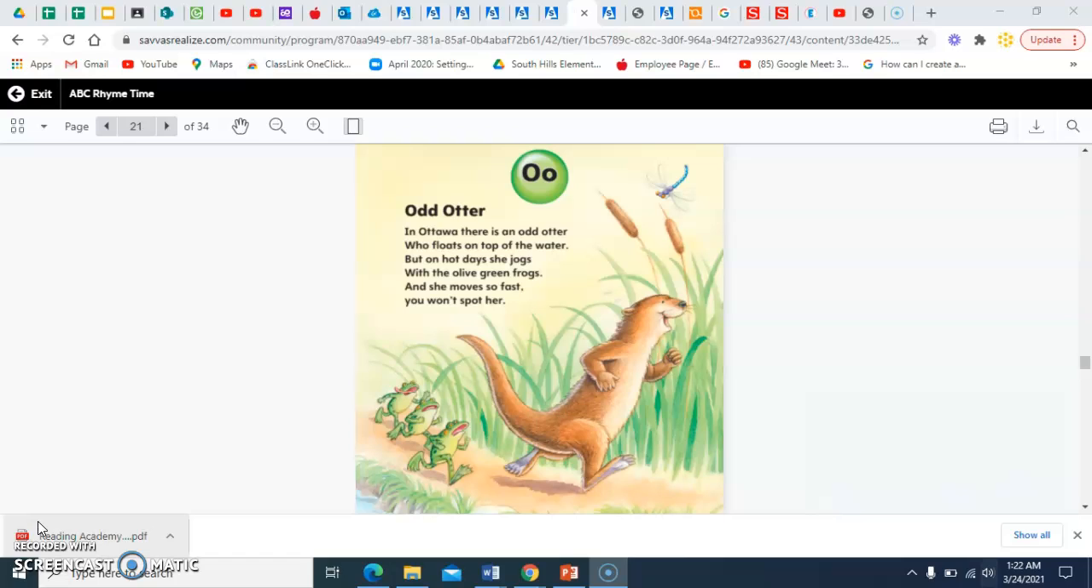This is for day 2, and we're still working on letter O. Remember, letter O is a vowel. It makes 2 sounds. It makes the ah sound in a word, and then it also makes the letter O sound. So it has 2 sounds whenever you're reading or writing.